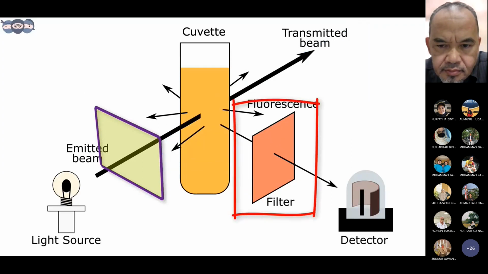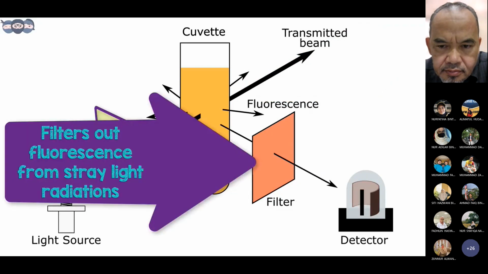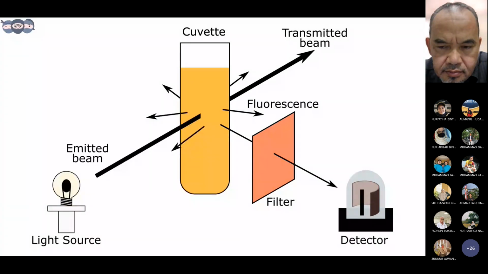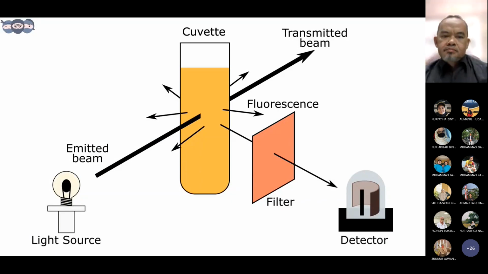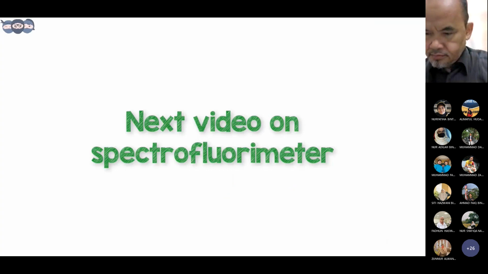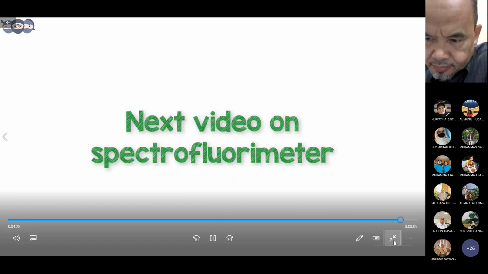The second filter is placed between the analyte and the detector. This filters out the phosphorescence radiations from the stray light, and only fluorescence is measured. That's it for the current video. Hope you have learned the basics about fluorescence and phosphorescence. In the next video, we will talk about the instrument that is used to measure fluorescence.